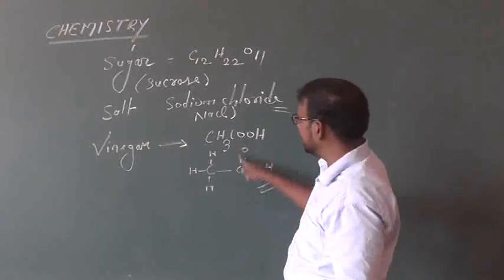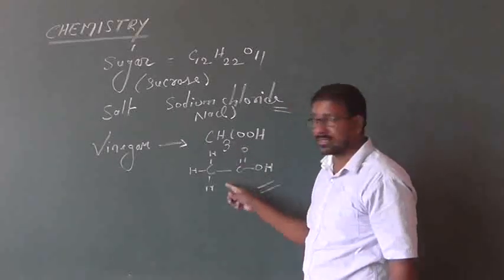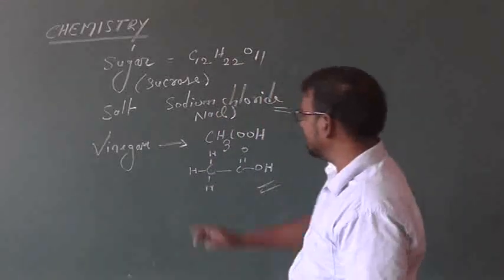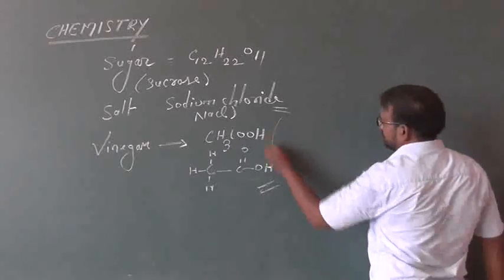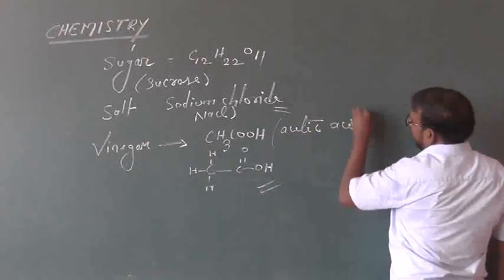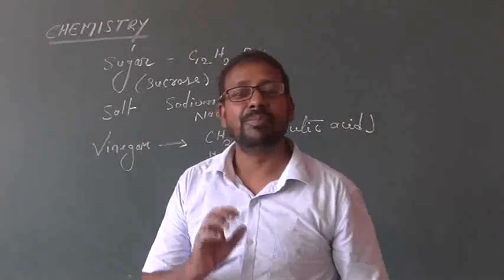Almost both are the same. That is the structure for the condensed form. That is the structure formula. Both are the same, don't get confused. The name is vinegar, and its chemical name is acetic acid, and 30% acetic acid is used for making vinegar.